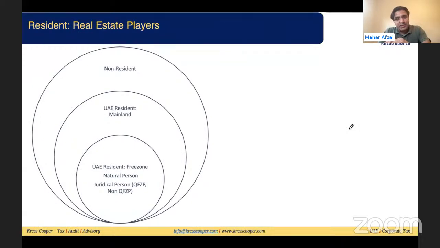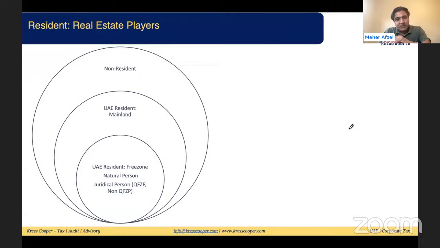The law uses the words resident person and non-resident person. If the persons are resident persons, then there are qualifying free zone persons, non-qualifying free zone persons, and natural persons. The law is discussing this. So we need to understand whether these developers, contractors, subcontractors, and brokers are resident persons or non-resident persons. What is their status? Based upon their status, we will be able to assess their taxability.